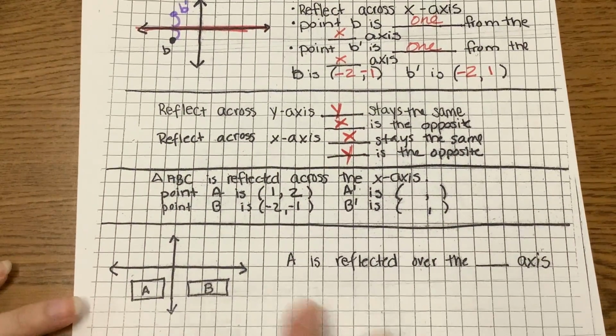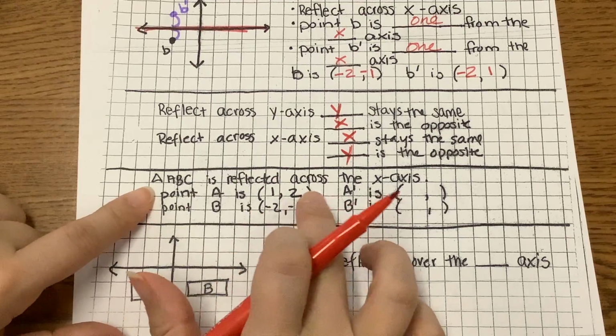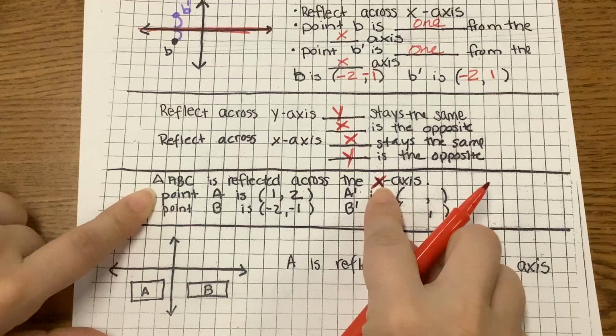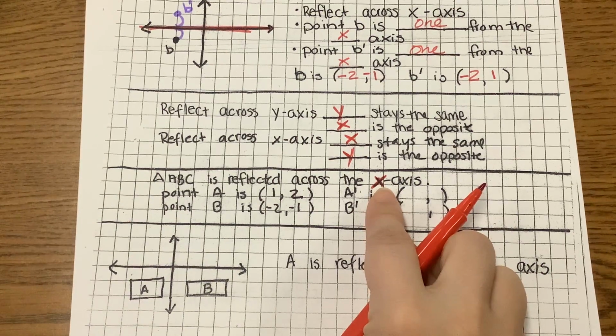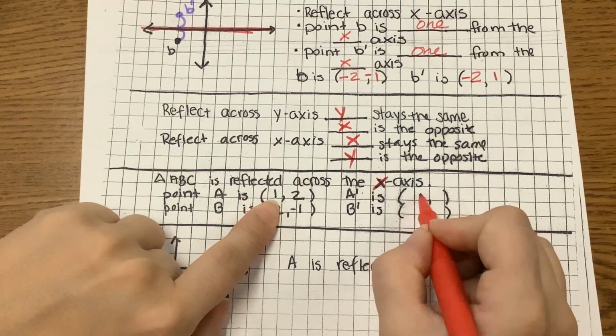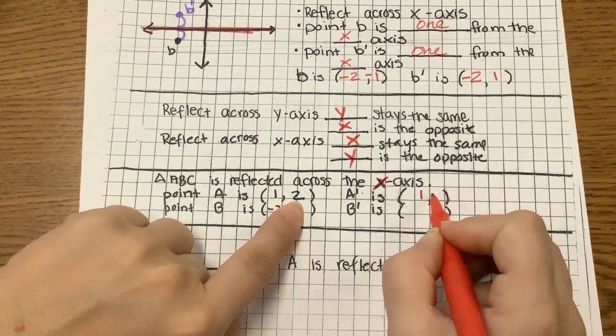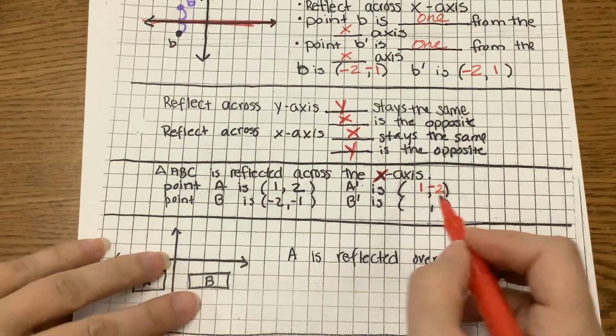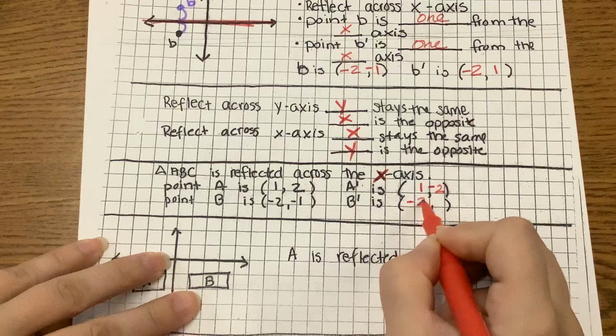Okay, so now look at our next example. It says triangle ABC is reflected across the x-axis. So if it's reflected across the x-axis, what stays the same? X or y? X. It says it right there, doesn't it? X stays the same. What changes? The y. So 1 stays 1, and 2 becomes what? -2. You just change the sign. And so what's the next ordered pair? (-2, 1).